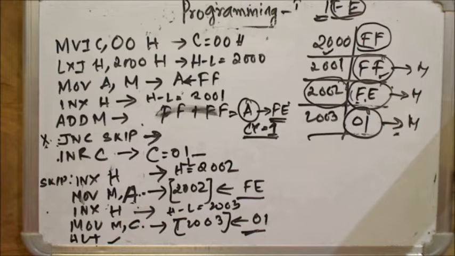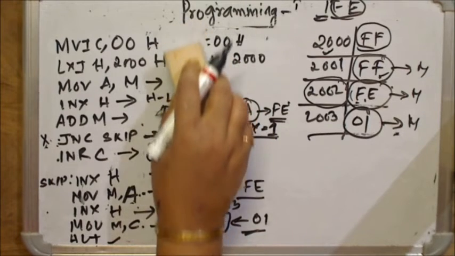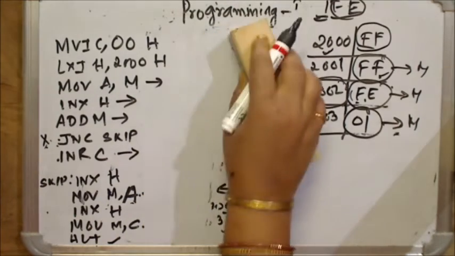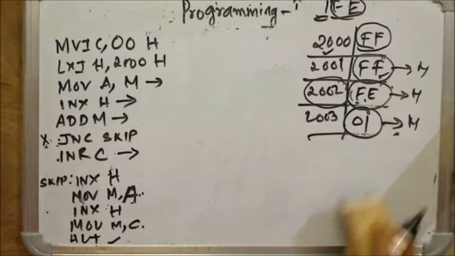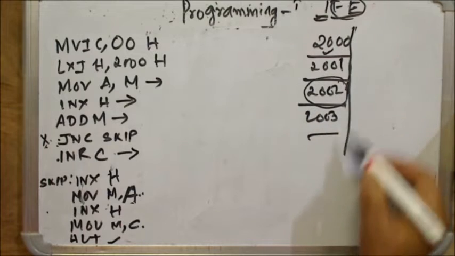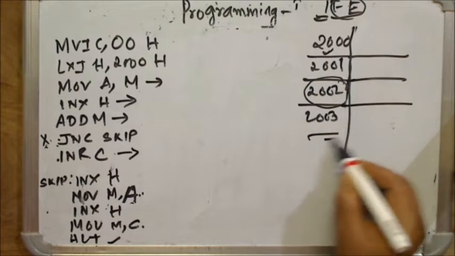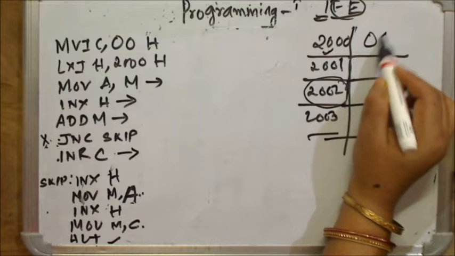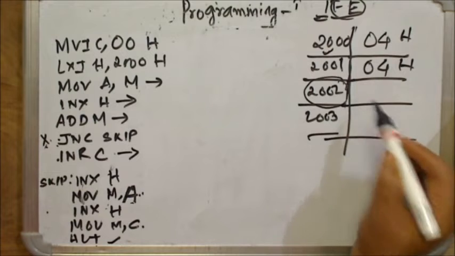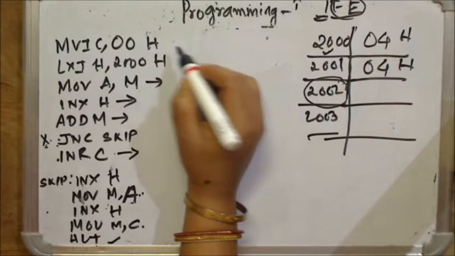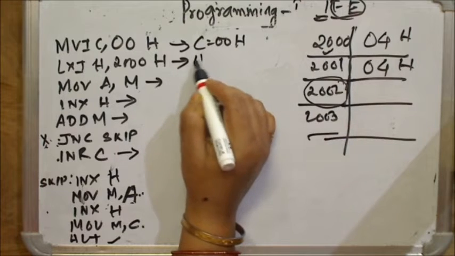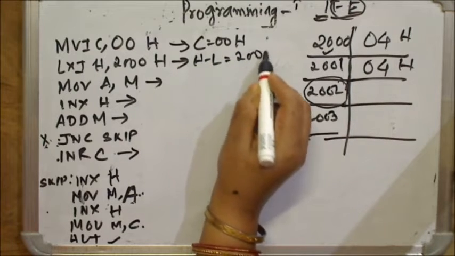I hope you have understood. Now let us take another example. Let us take two numbers 04 and 04. Okay, we have to add these two numbers and store the sum in 2002 and 2003. First we initialize the carry register with 00H. Okay, then we initialize the HL pair by 2000.